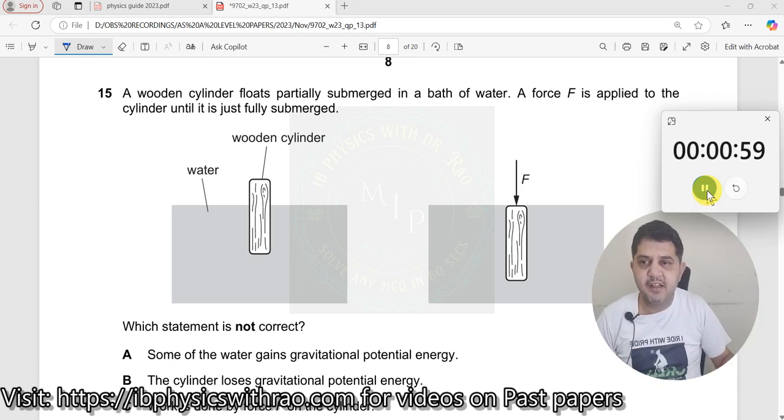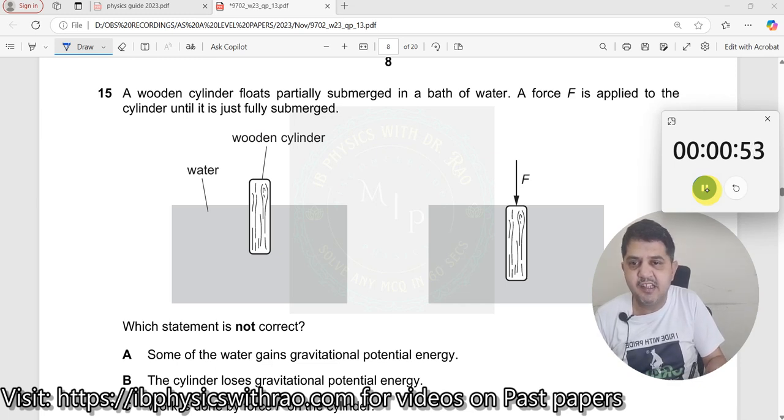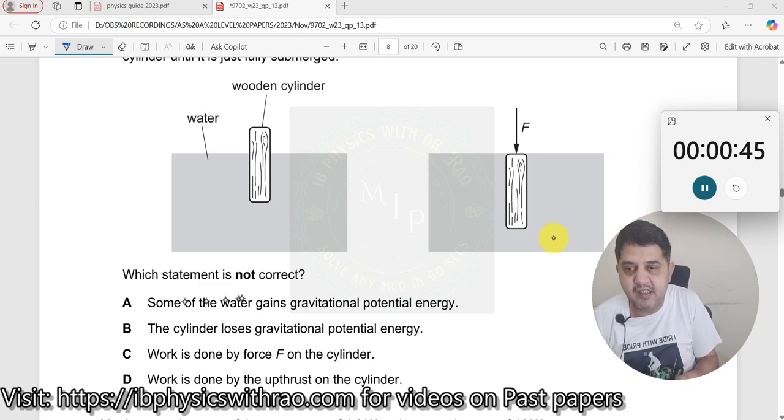Question number 15. A wooden cylinder floats partially submerged in a bath of water. A force F is applied to the cylinder until it has been fully submerged. Okay, so you apply a force over here, so it gets submerged fully. Which statement is not correct? Remember, it's the one that is not correct.